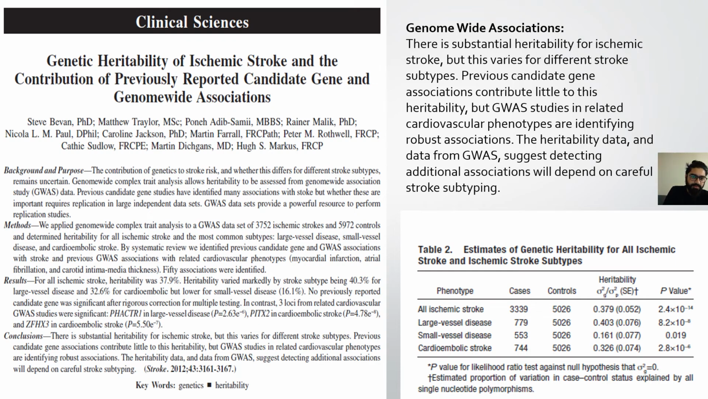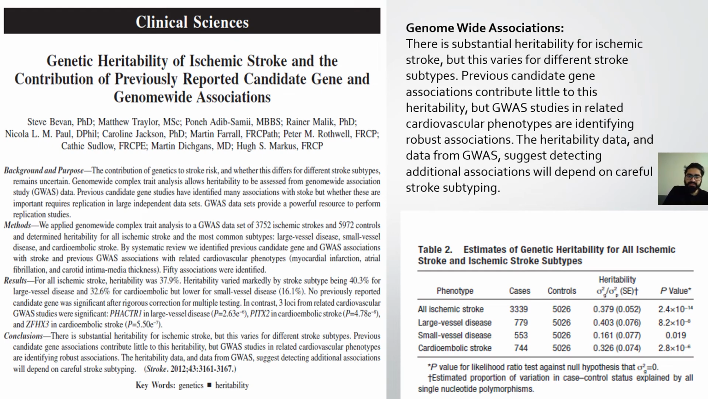Their results were that for all ischemic strokes, heritability was 37.9%. Heritability varied markedly by stroke subtype, being 40.3% for large vessel disease and 32.6% for cardioembolic, but lower for small vessel disease. No previously reported candidate gene was significant after rigorous correction for multiple testing.